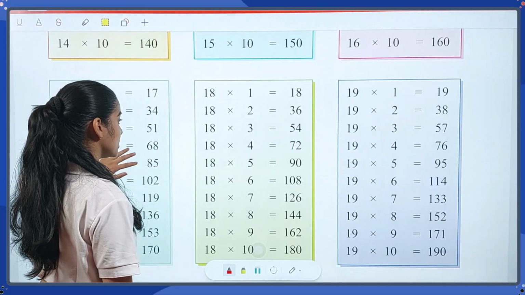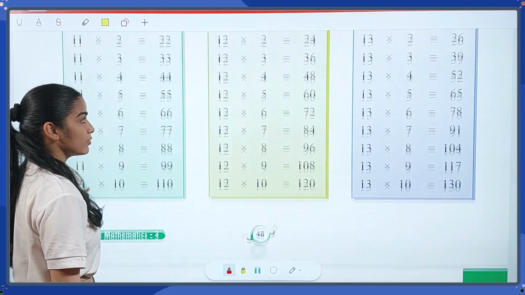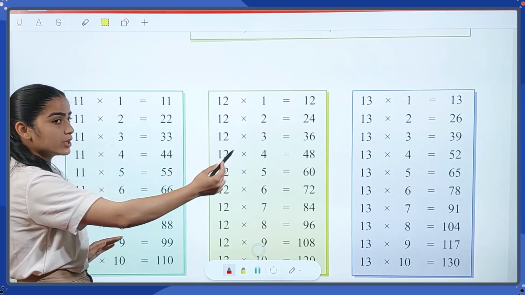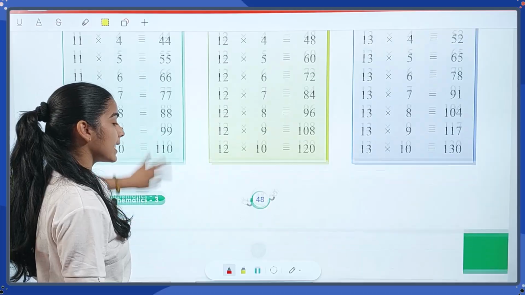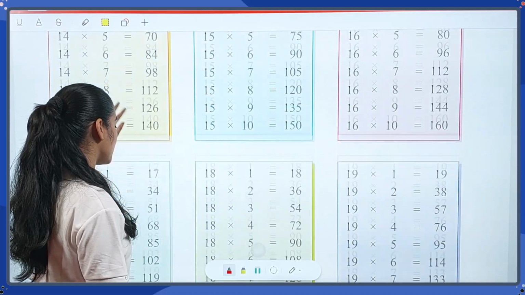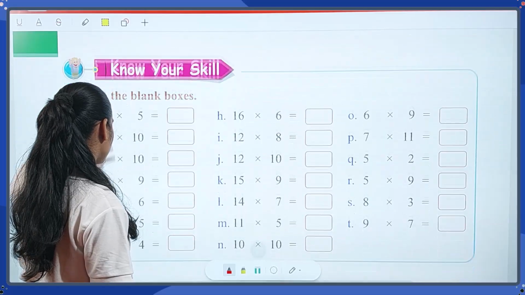Next, we have tables from 11 to 20. Students, you have to read these tables first and then try to learn them by repeating again and again. You can learn these tables and then switch to your process of multiplication operation.